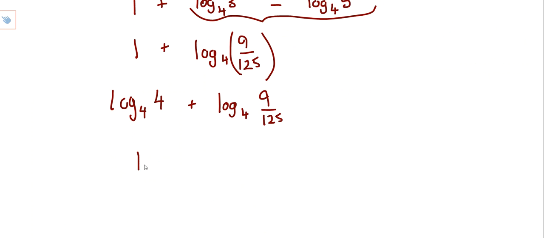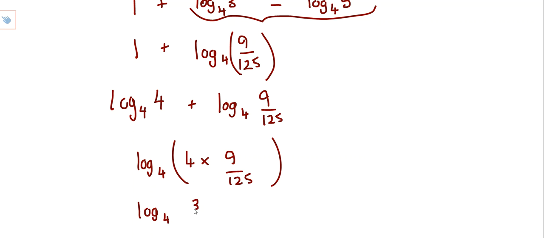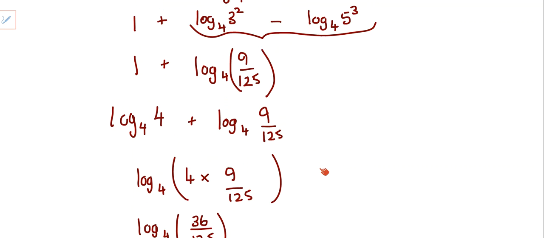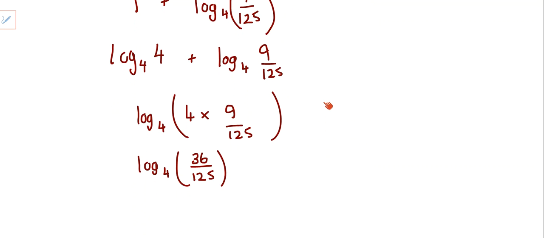So then we've got log to the base 4 of 4 times 9 over 125. So that is log to the base 4 of 36 over 125, which you can try and simplify, but that's basically it. You can simplify the fraction if possible. Okay, let me know if you have any questions over those.